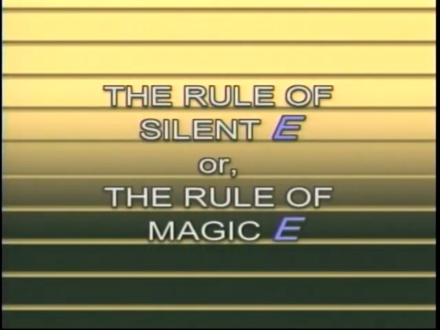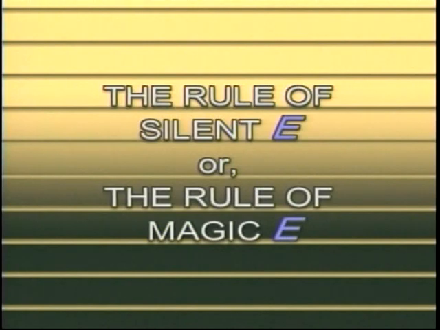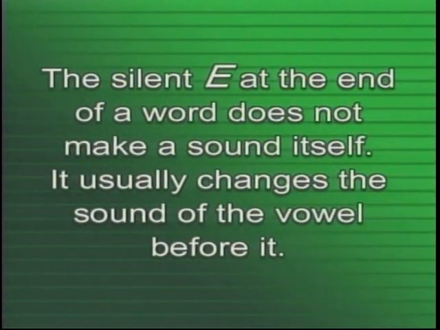Part 2 of our lesson will tell us what makes a vowel long. All we have to do is to follow 2 basic rules. The first rule is called simply the rule of silent E, or the rule of magic E. The second rule is called the open syllable rule. The silent E at the end of a word does not make a sound itself, but usually changes the sound of the vowel before it.